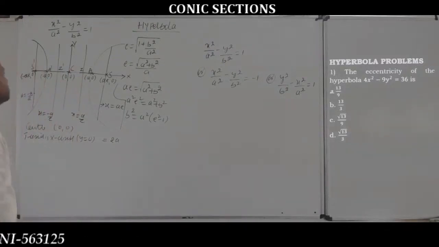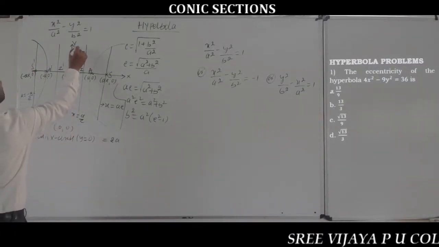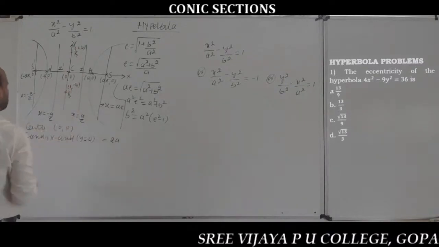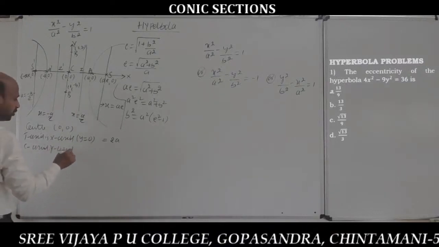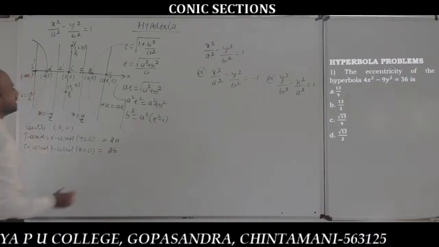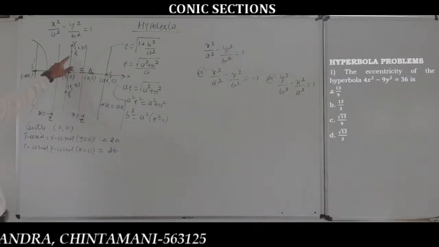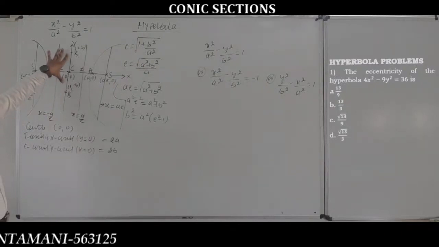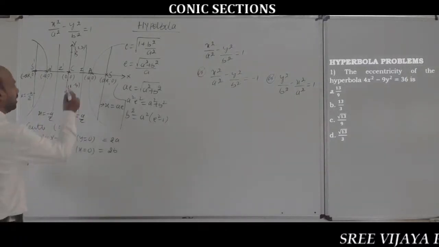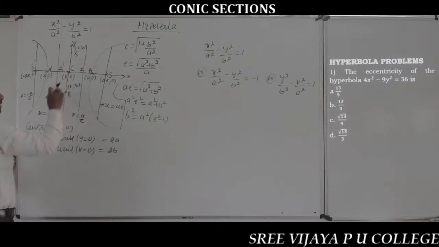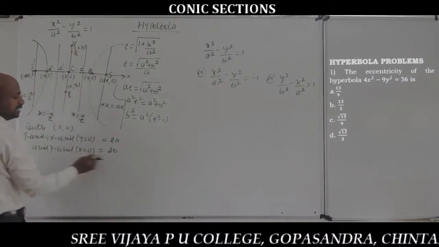Its length is 2a. So take two more points on the y-axis as B and B dash, with coordinates 0 comma b and 0 comma minus b. We call the y-axis the conjugate axis. Its equation is x is equal to 0, and obviously its length is 2b. For the sake of similarity between ellipse and hyperbola, we take these two points B and B dash on the y-axis. We call the x-axis the transverse axis, length 2a, and the y-axis the conjugate axis, length 2b.